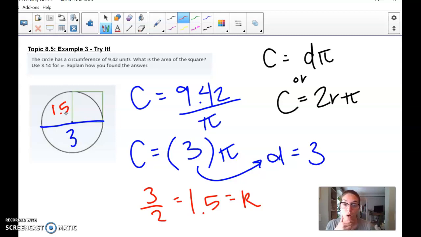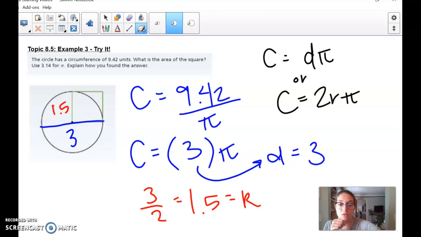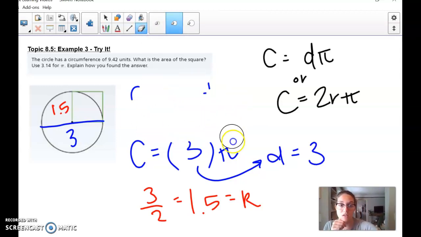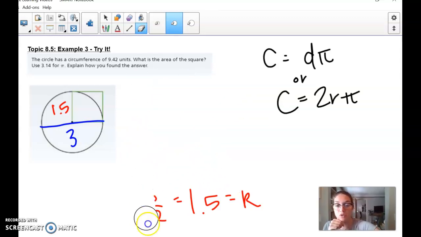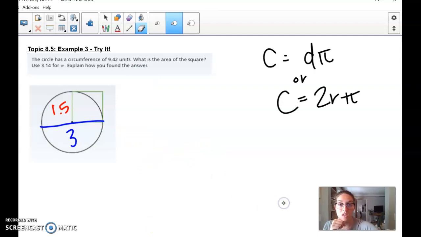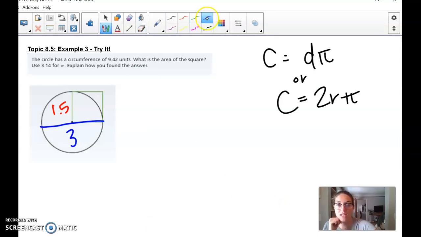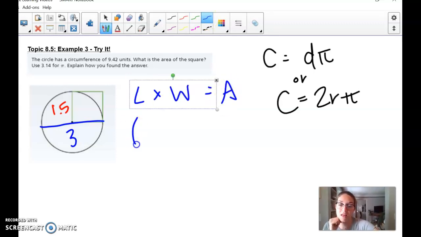Now, in order to figure out what the area of the square is, I'm going to erase all of this. In order to figure out the area of the square, I have to multiply the length times the width. And since it's a square, all those sides are the same. So I'm going to go length times width is equal to area. My length is 1.5. My width is 1.5.